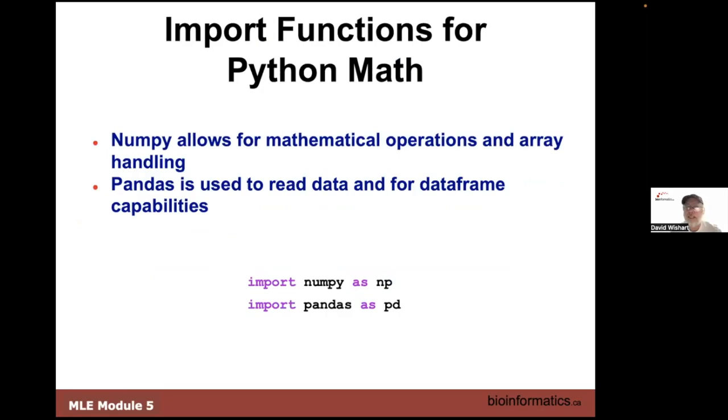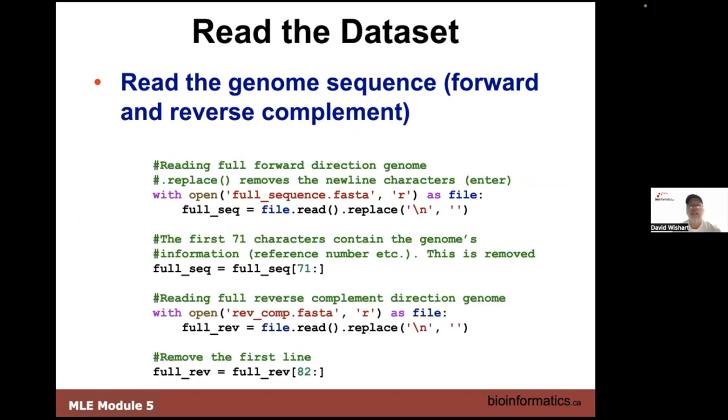So if we were writing this on your own, you would import, as we've always done, NumPy and Pandas. We are aliasing them just to keep things a little simple. NumPy is NP, and Pandas is PD. We're reading the genome sequence here. So we're going to read both the forward and reverse strand and produce a reverse complement. We're cleaning up some of the gene tags or descriptors here, just to make sure that we've got the sequence as we wish. So getting rid of the first line.